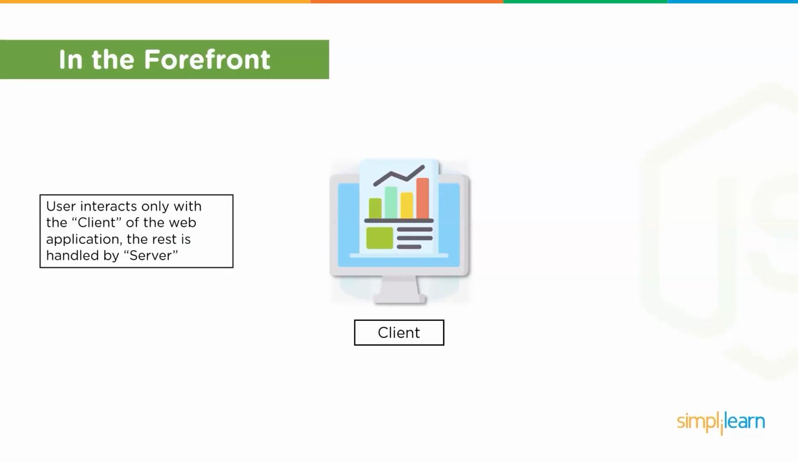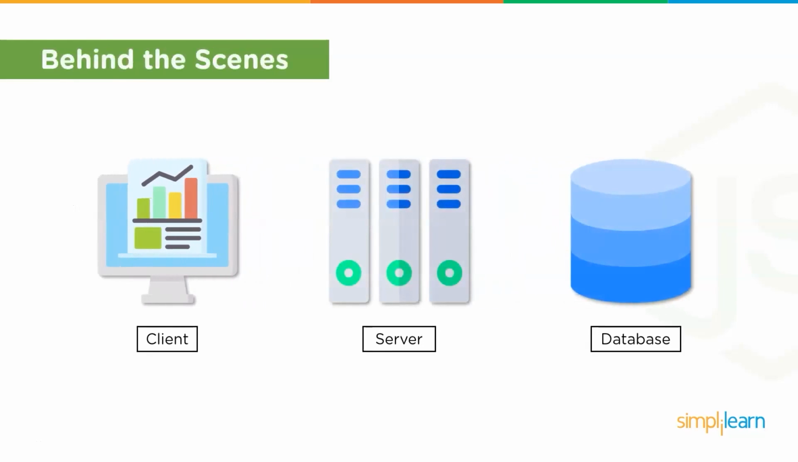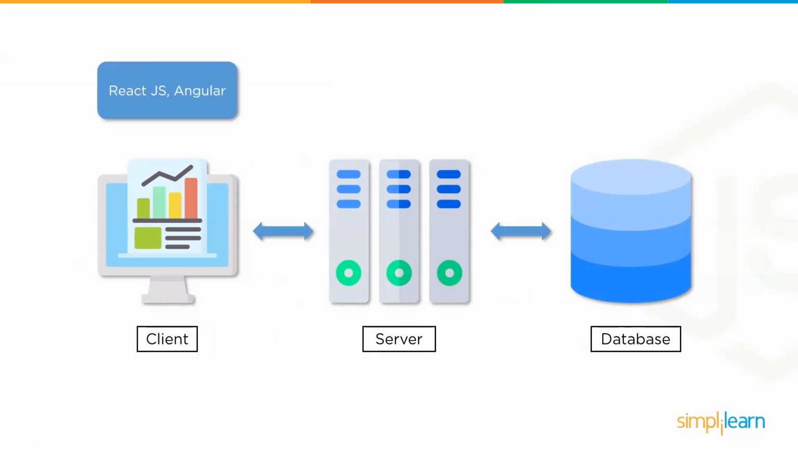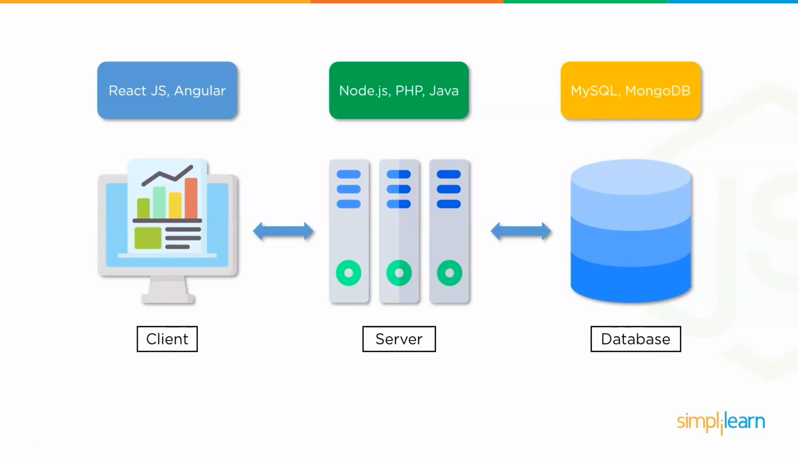Now consider a scenario where a user interacts with a web application. The user only interacts with the front end of the application. But there's a lot of work that goes behind the scenes. Now in a web application, there's a front end, a server, and a database. The front end is developed using JavaScript and frameworks like Angular and React, while the server is built on Java, PHP, or Node.js, and the backend database that stores the data usually consists of MySQL or MongoDB.